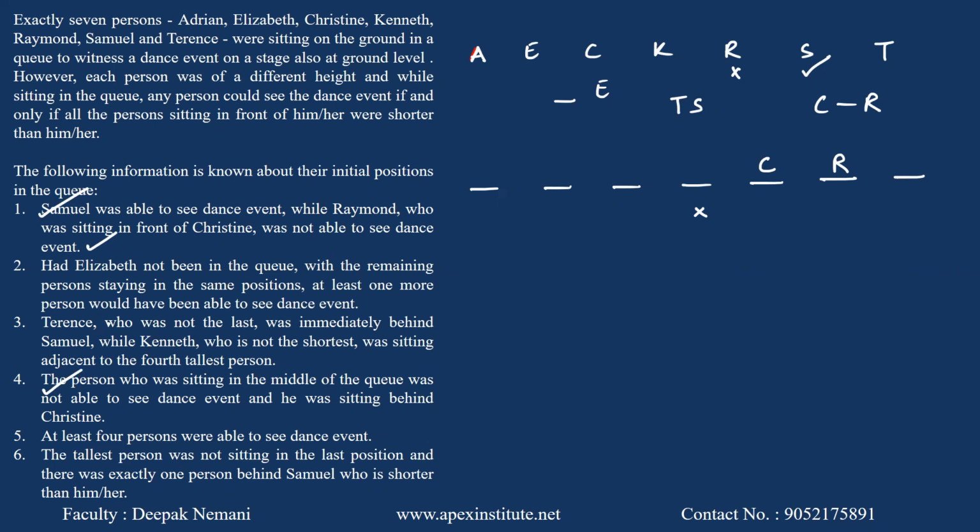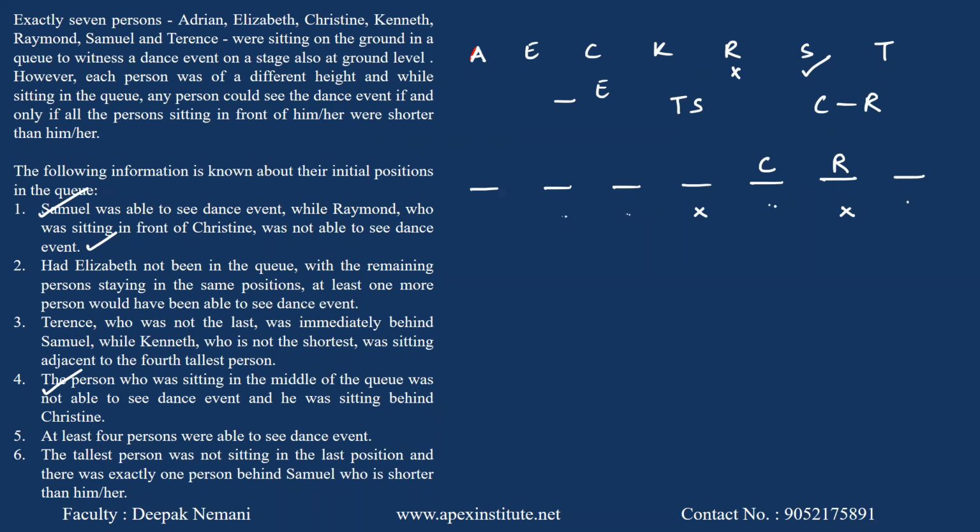Now at least 4 persons were able to see the dance event. Perfect. Now the tallest person, and Raymond is not able to see the dance event. Now the tallest person was not sitting at the last position. So you do not have tallest person sitting here. And there was exactly one person behind Samuel who is shorter than him or her. Now, at least 4 persons were able to see the dance event, and the tallest person is not sitting at the last position. So you can have tallest person sitting here, or here, or here, or here, and there.